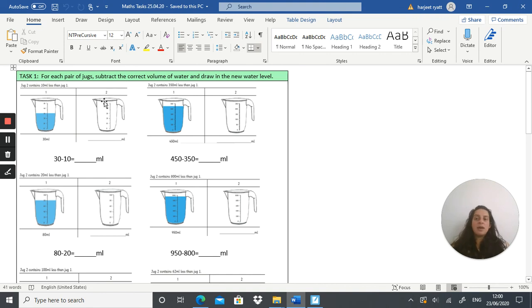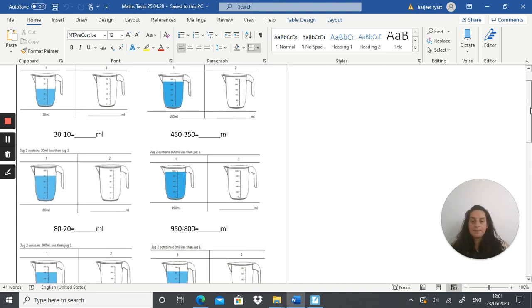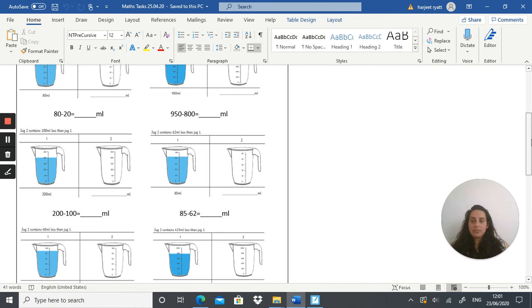Task 1 shows you a pair of jugs, and what they want you to do is subtract the correct volume of water and draw the new level of water. So this one says, for example, jug 2 contains 10 millilitres less than jug 1. So this is jug 1 here. You have to work out how much water there would be in there if there was 10 millilitres less. Subtract the amount that's in there by 10 and then draw the new level in over there. So you've got quite a few of those to do.